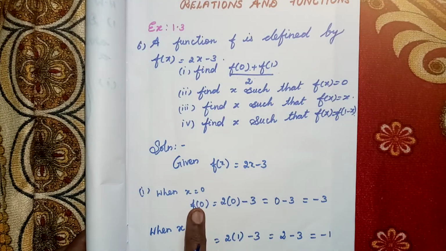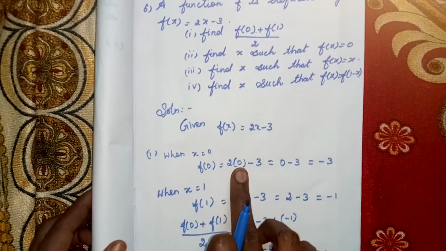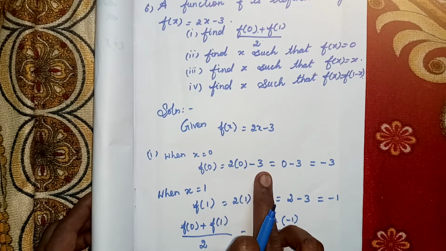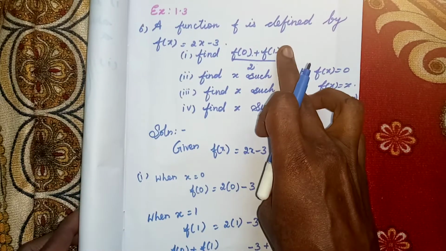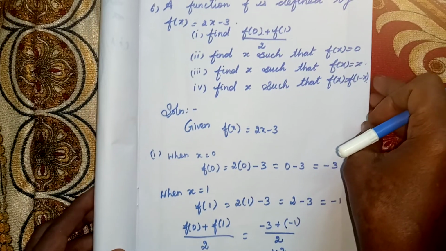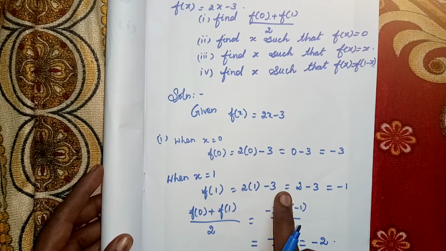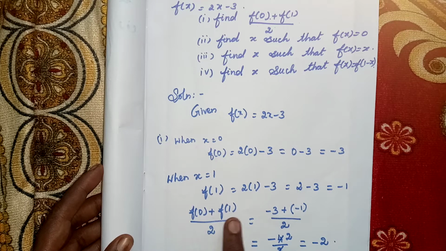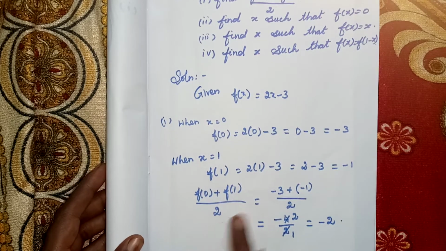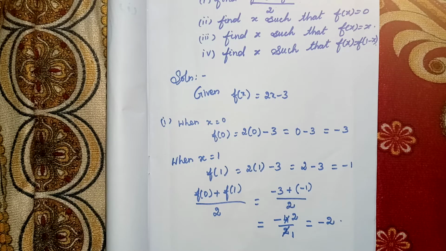First, when we are finding f of 0, in place of x you have to substitute 0. So, 2 into 0 minus 3 is equal to 0 minus 3 is equal to minus 3. Next, x is equal to 1. For finding f of 1, we have to substitute x is equal to 1. So, f of 1 is equal to 2 into 1 minus 3 is equal to 2 minus 3 is equal to minus 1. f of 0 plus f of 1 by 2 is equal to minus 3 plus minus 1 by 2 is equal to minus 4 by 2 is equal to minus 2.